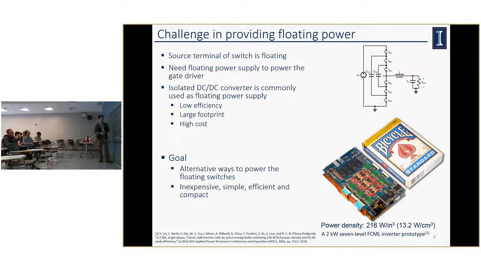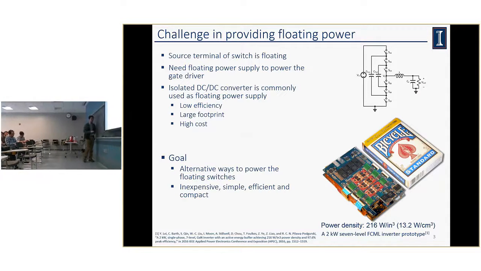To turn on the switch, we need a positive, like 5 volts, gate to source voltage. But in this topology, as you can see, except this bottom switch, all of the top switches have source terminals that are not referenced to the ground. Which means we need to apply a VGS that is referenced to the source terminal, which is also floating, to control the switches. So we cannot use a power supply with ground reference. That is impossible for this topology.